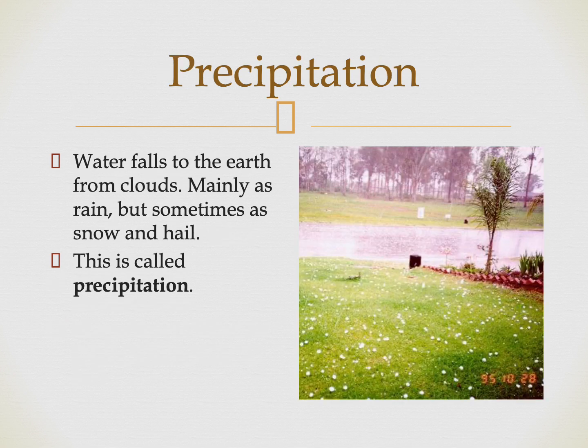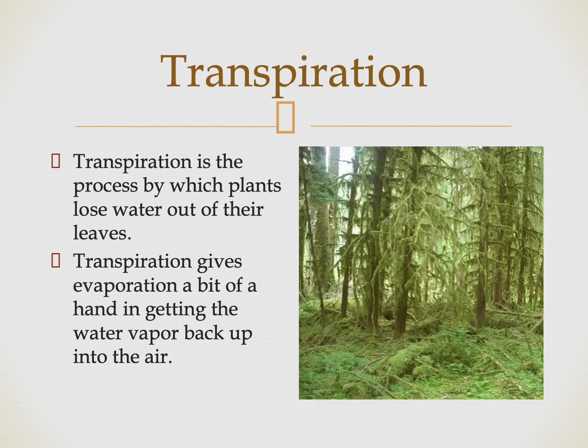Next, we have precipitation. That's that water falling to the earth from our clouds, mainly in the form of rain. It can be called sometimes hail and snow. So remember, evaporate, water comes back in, it condenses in our clouds, and then precipitation allows that water to fall down to our earth. Next, we have transpiration.